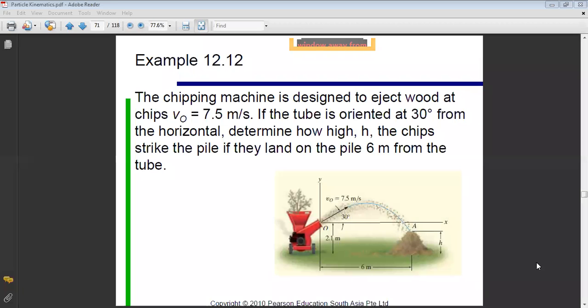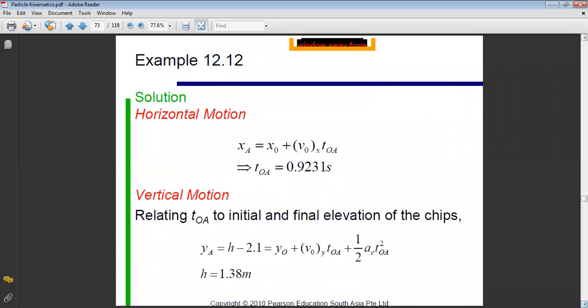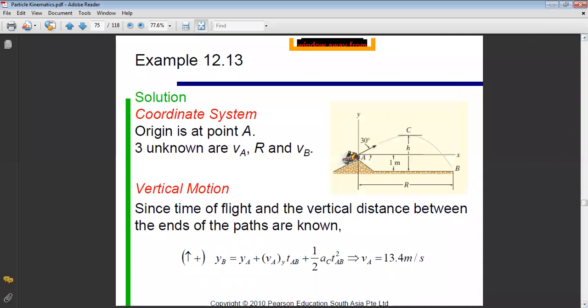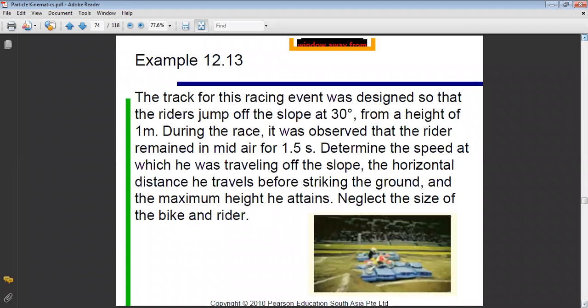Okay, so we finished the problems on projectile. Do you see the screen? Yes, doctor. Okay. We still have one last problem in projectile.